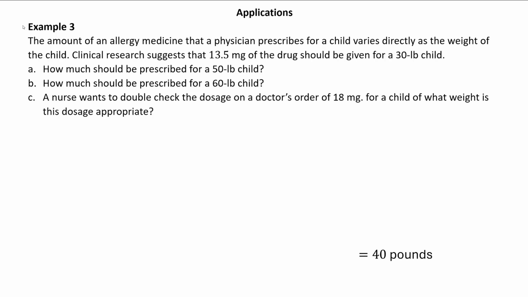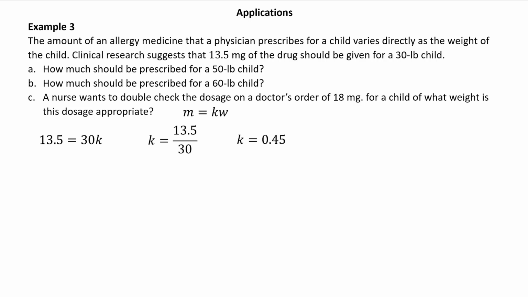Okay, so we're going to do an example. The amount of an allergy medicine that a physician prescribes for a child varies directly as the weight of the child. M is equal to KW. And they also tell us that the amount of medicine that goes with a 30-pound child is 13.5 milligrams. This lets us find K. We just divide both sides by 30, and we find out that K is 0.45.